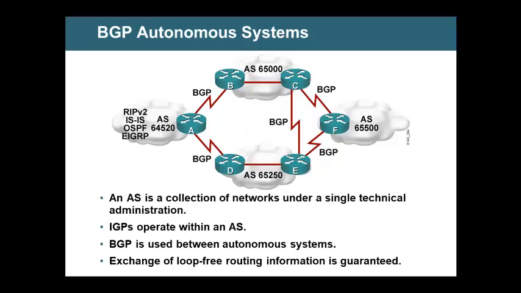Now, an autonomous system is a collection of networks under single technical administration. That is what is called an autonomous system. What is an autonomous system? An autonomous system is a collection of networks under single technical administration. Did you understand this point? Okay, so there is no big definition. It's very easy to understand.